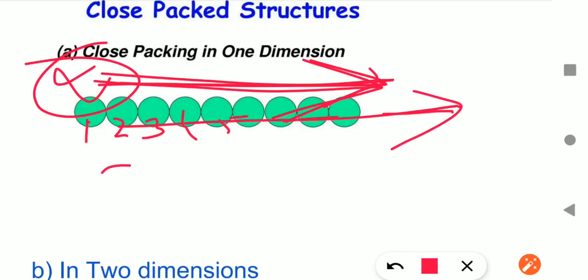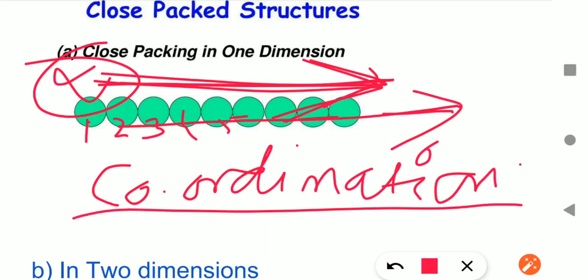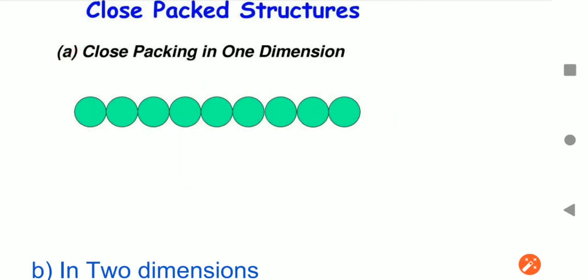So what is the coordination number? Some students were wondering what the coordination number is, because they did not study carefully in class 11. Coordination number means how many spheres are directly linked with a single sphere. For example, if I talk about this sphere, how many spheres are directly linked? This one and this one. So the coordination number is 2.